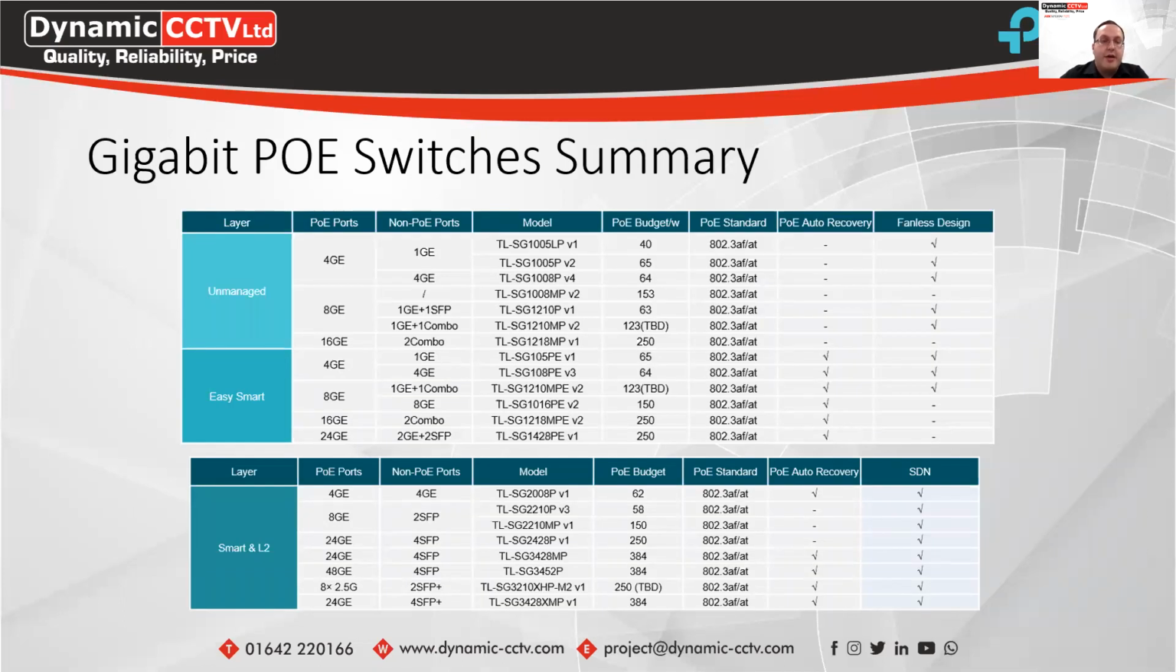So this is the range of the Gigabit PoE switches from TP-Link. You can see on a lot of them we do have higher PoE budgets, especially on the smart and layer 2 switches. So we can get up to 384 watts of PoE power budget, which is on the 24 port and the 48 port Gigabit PoE switches there. You can also see on the unmanaged side of things there isn't the option to have the PoE Auto Recovery function, and that is only available on the Easy Smart switches and also some of the layer 2 switches on the larger side of things.